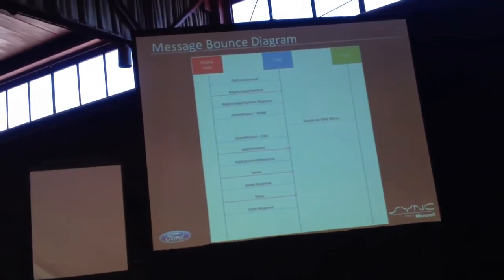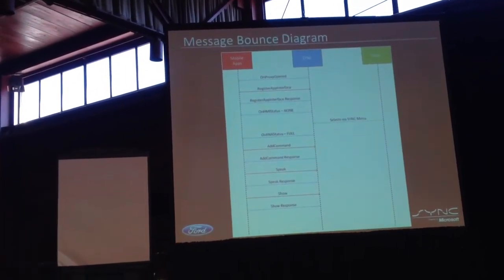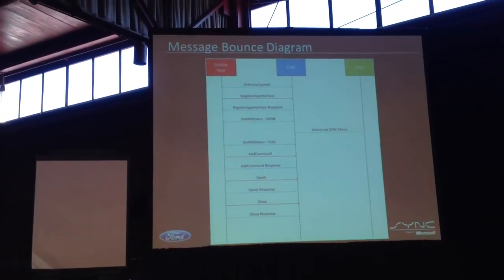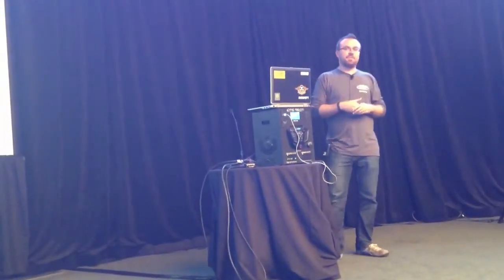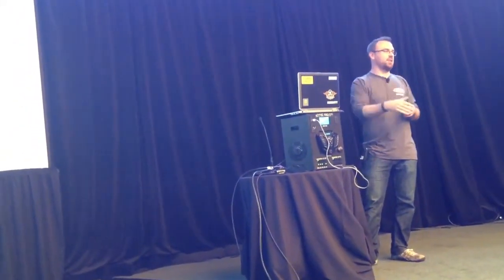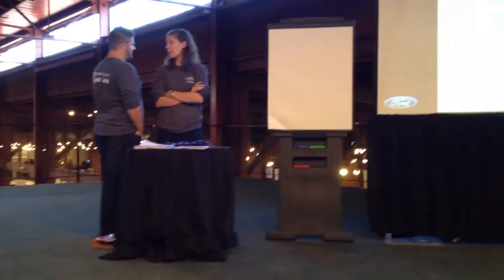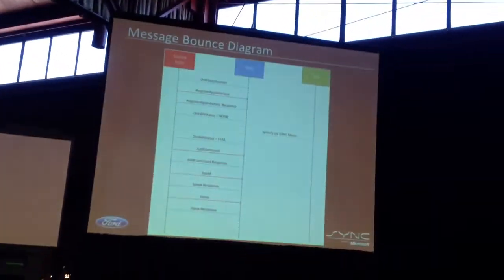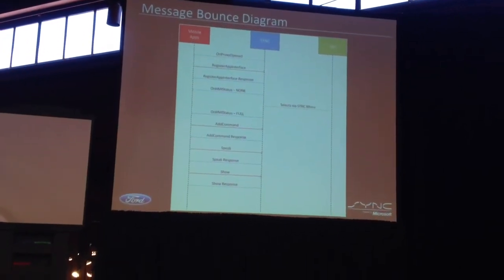So this is an example of just a bounce diagram. All of the messages are encapsulated, but they are JSON messages. You don't have to construct them. The libraries do that for you. So you'll just be able to call the functions, and they'll execute on the vehicle itself. You get responses back, letting you know whether the API call is successful.